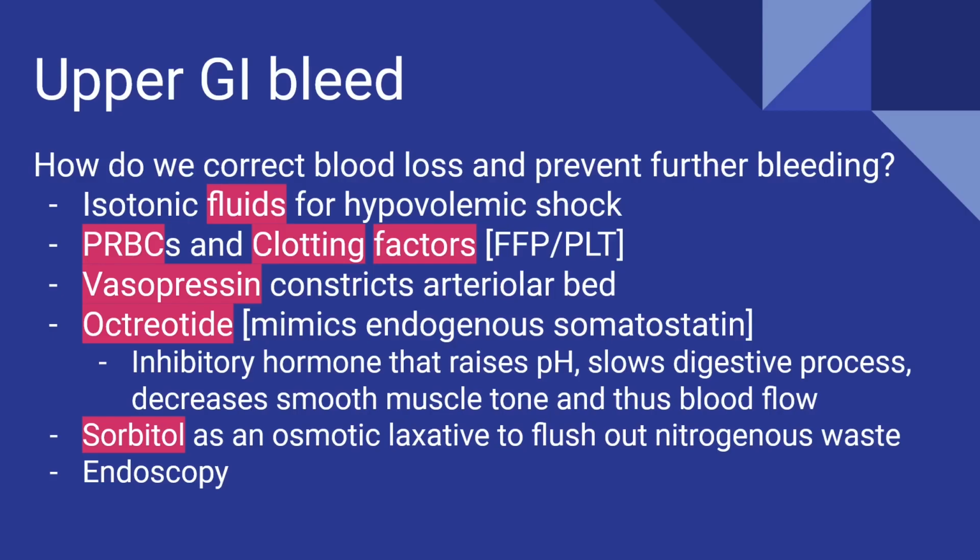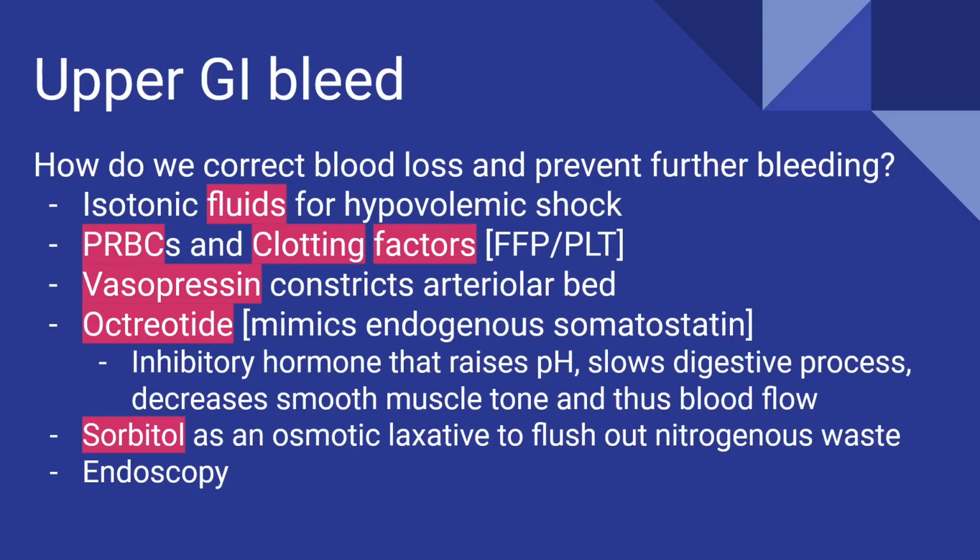Vasopressin, if they are hypotensive, can constrict the arterial bed, especially in that GI tract, as it's not needed as much. And then we can give them an octreotide drip, which is a drug that mimics an endogenous hormone in our body called somatostatin. Now, somatostatin is an inhibitory protein that ends up raising pH. Anytime we raise pH, we prevent potential ulcers from forming.